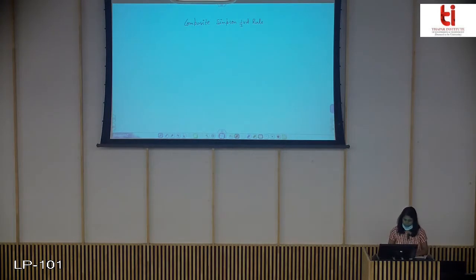Hello everyone. In the previous class we have discussed composite trapezoidal rule. Now we will discuss composite Simpson 1/3 rule. For Simpson rule we divide the whole interval AB. Just recall the previous class lecture, and on the same basis we will derive composite Simpson 1/3 rule.